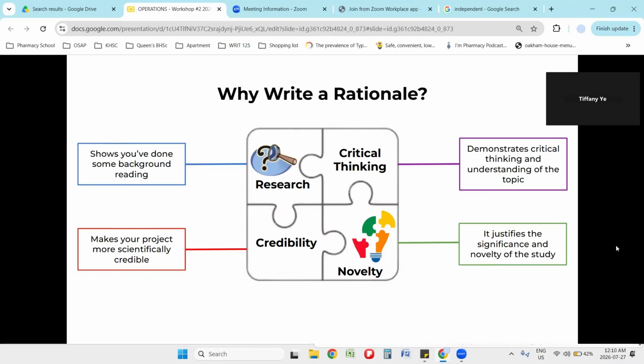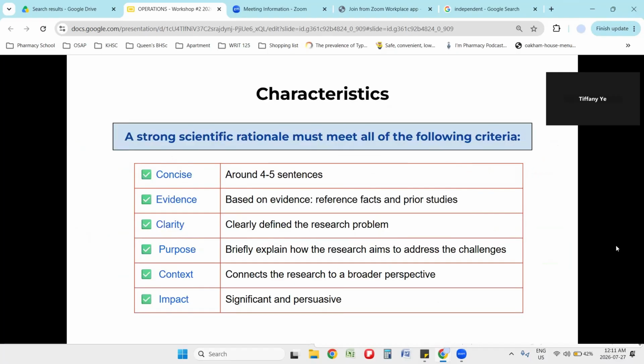A third reason is it justifies the significance and novelty of your study. Essentially, when you write a rationale, you explain why exactly your hypothesis is important. Part of that is explaining why it's new, why your hypothesis or research proposal will provide the scientific community with important knowledge. It also helps exemplify critical thinking to show that you really understand the topic that you're studying.